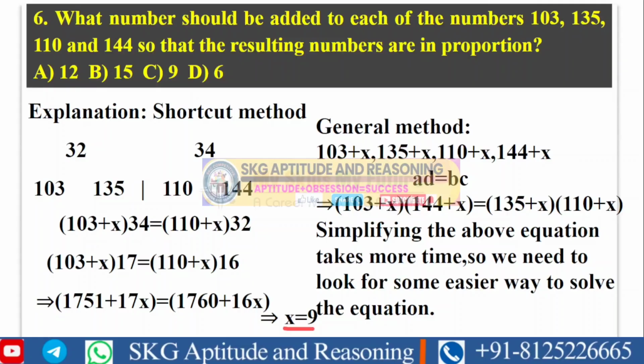So what is asked in the question? What number should be added? Means the number to be added here is 9. So which is presented in option B. Okay, option C. The answer for this particular problem will be option C.